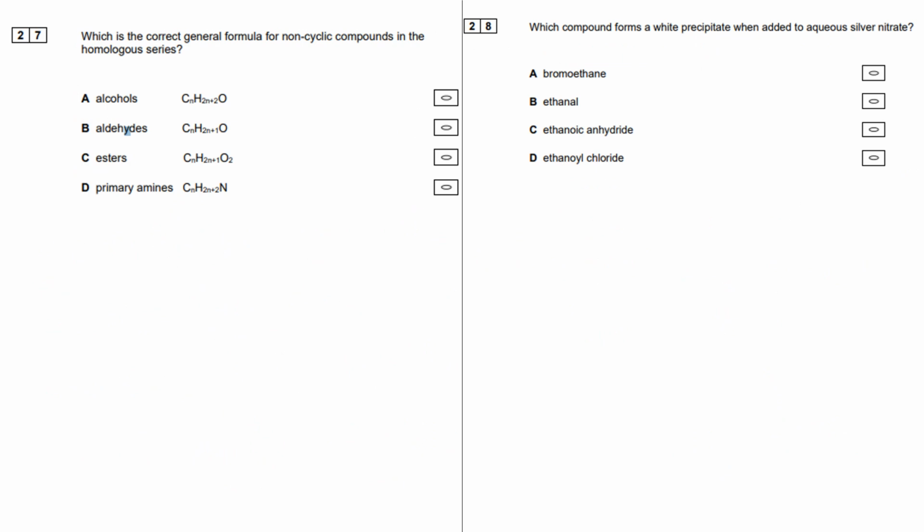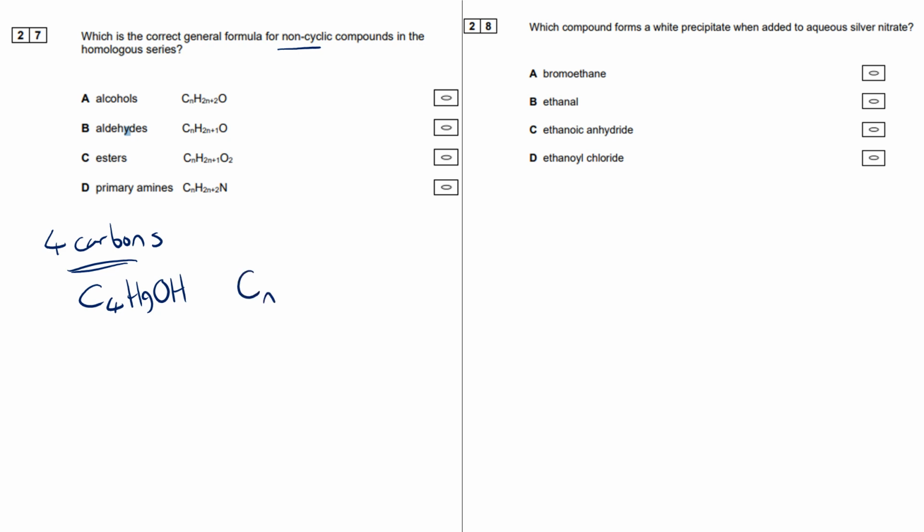Now question 27, what's the correct general formula for non-cyclic compounds in each of the homologous series? If you don't know the general formula for different compounds, then it might help to just choose an example. So for example, let's say each of our molecules is going to have 4 carbons in. So if we add an alcohol with 4 carbons, we would have butanol. What's the general formula for that?